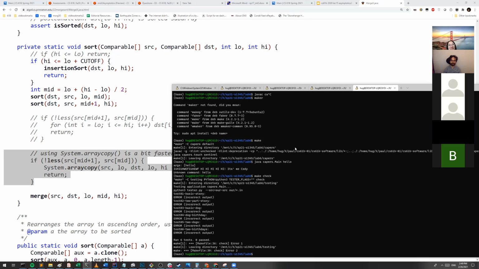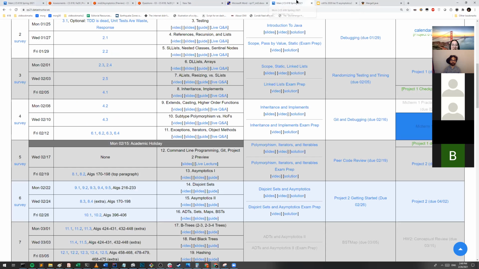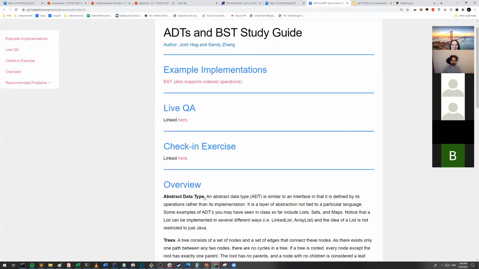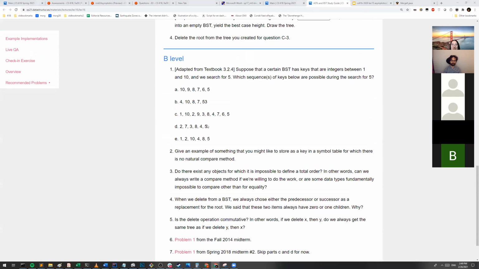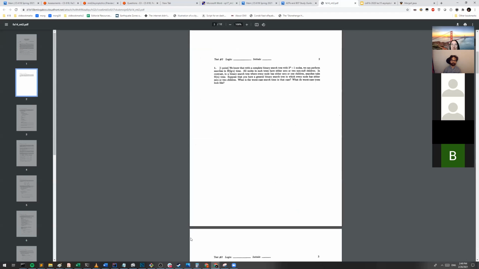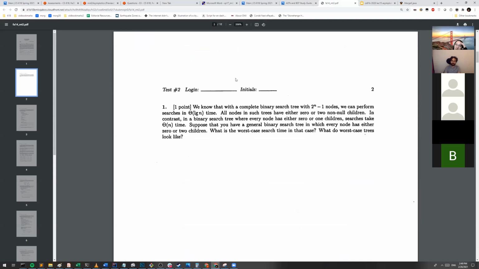I guess I have another question for the ADTs and the BSD study guide. The B level problem 6, which is actually just like the 2014 midterm problem 1. I'm just kind of confused by that question. Do you agree with the first statement? First of all, the problem says complete binary search tree. It's implicit in the statement of the problem, but do you know what they mean by it?